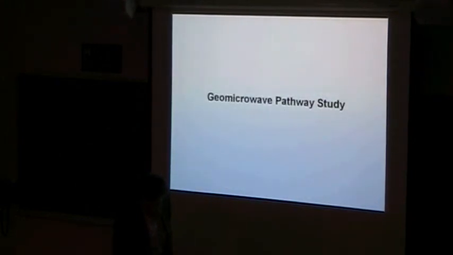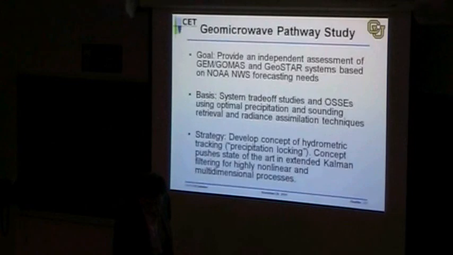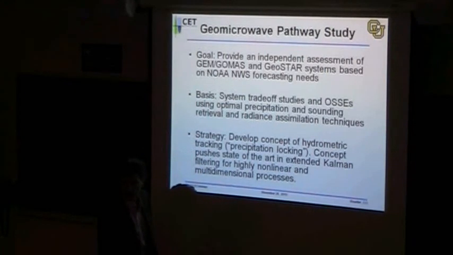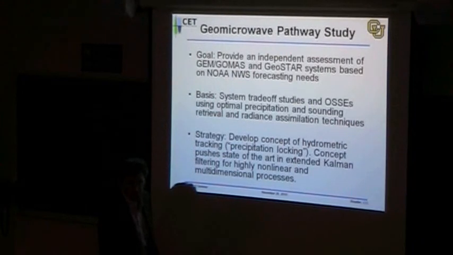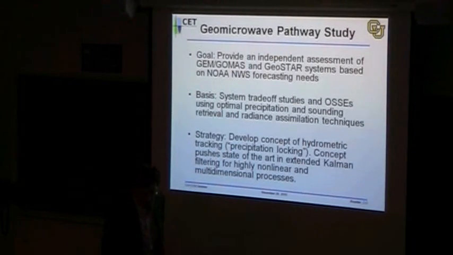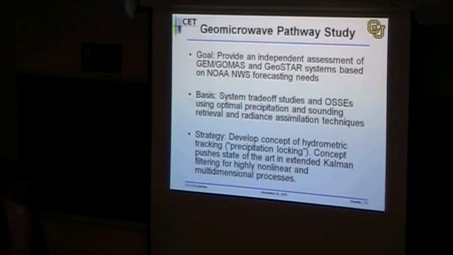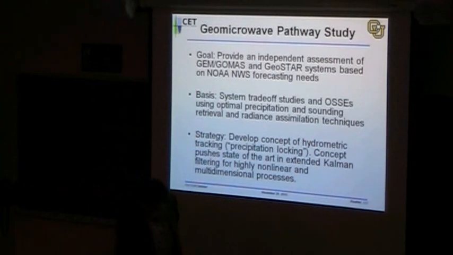So this has led us to something called the geomicrowave pathway study, which I'm going to go over fairly quickly. It's to study how these two systems would perform in space. And not just what kind of pictures we get out of them, what kind of forecasts we would get out of them. That's really what sells the system overall, is how well it's going to forecast weather. So we've been developing something called precipitation locking, and I'm going to spend just the remainder here showing you a few movies of our simulations, showing a little bit about what these systems could see.